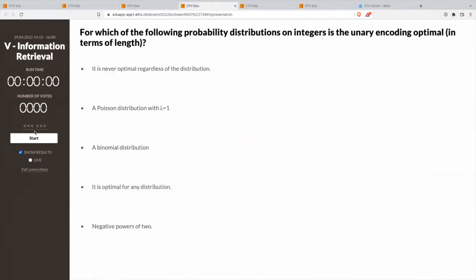here's another one. That's something I told you, so you might actually remember. You remember this unary encoding, the temperature one, that is extremely inefficient, you would think, because it's just the integer it encodes, just as many ones and then a zero. But there is one distribution of the input for which it is actually optimal in the sense of the entropy. So is it when we have a Poisson distribution, binomial? It's always optimal, maybe. Well, actually, I doubt that given what I've just told you. Negative powers of two, or that does never happen.